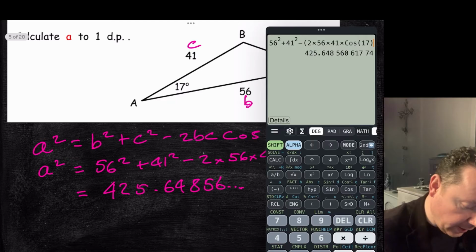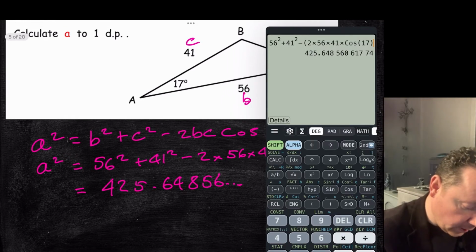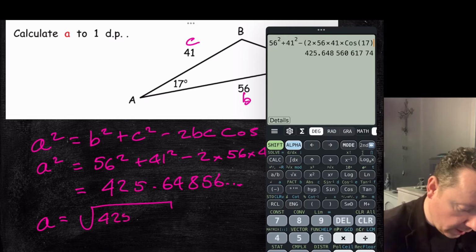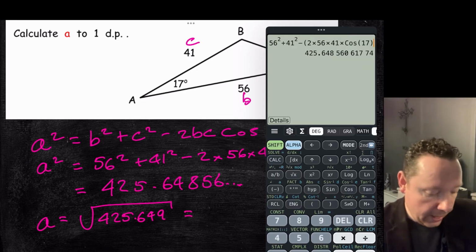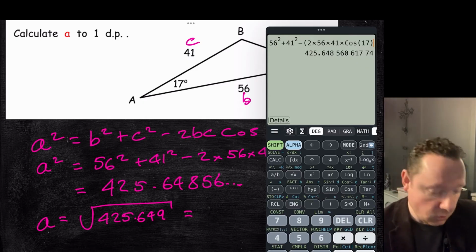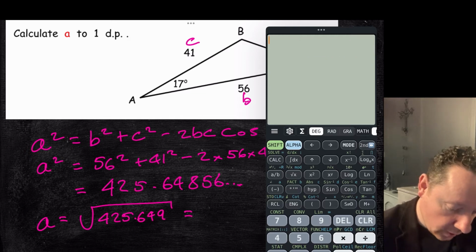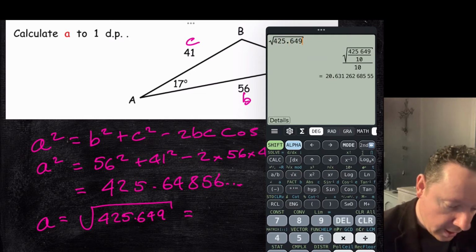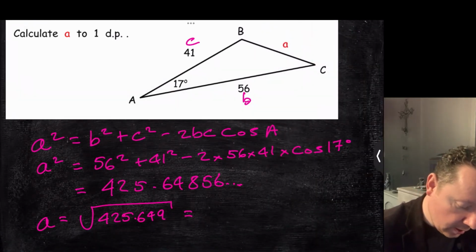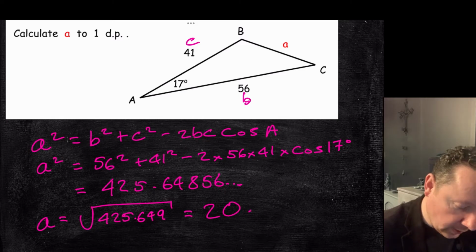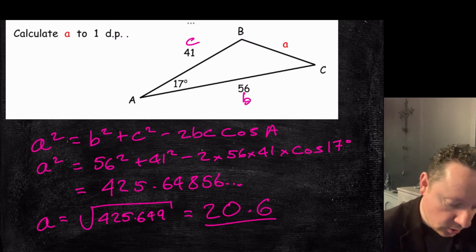And now to find A, it is simply square root that answer. So 425.649. We'll round it to one decimal place later on, as long as we've not over rounded in the middle, so 3 decimal places seems reasonable. So square root 425.649. That gives me 20.6 to 1 decimal place. 20.6, and there's no units in this question, so I'm done there.